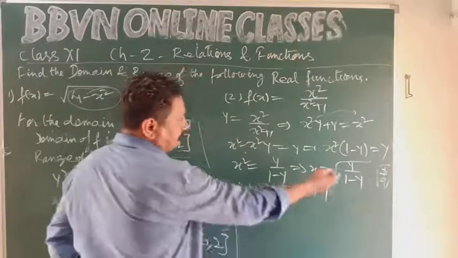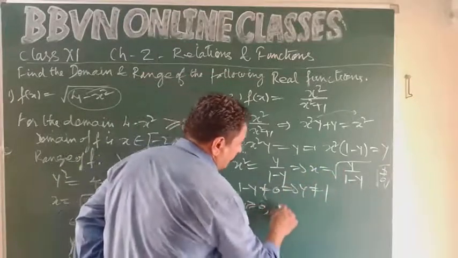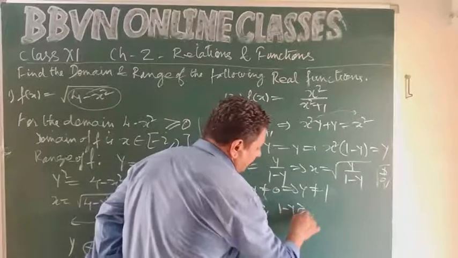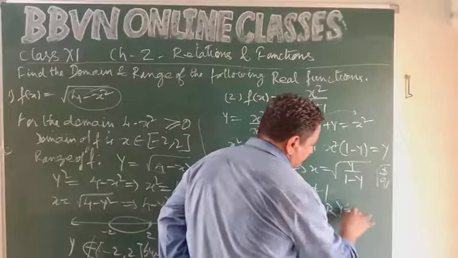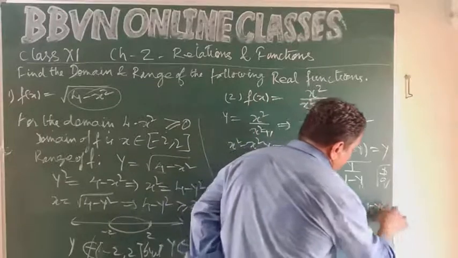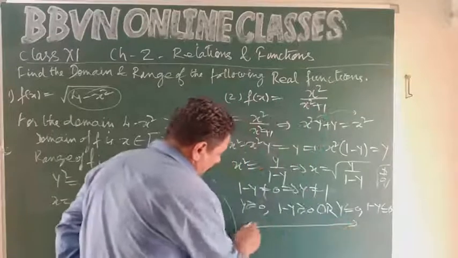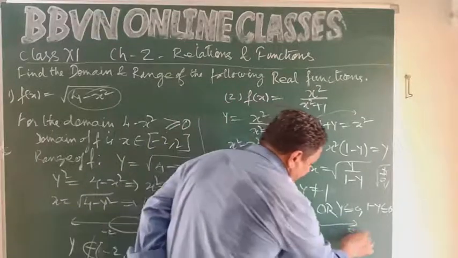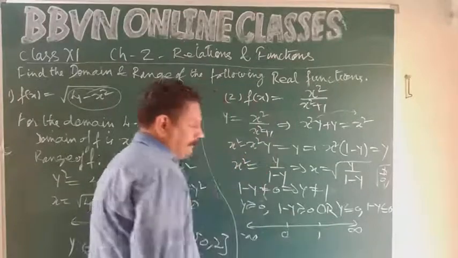p मींस y greater than equal to 0, कॉमा 1 minus y greater than equal to 0, और दोनों नेगेटिव, y less than equal to 0, 1 minus y less than equal to 0. नंबर लाइन बना लेते हैं. माइनस इंफिनिटी टू प्लस इंफिनिटी, दो टर्निंग पॉइंट है, y equal to 0 और y equal to 1.